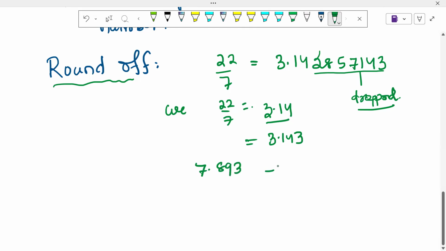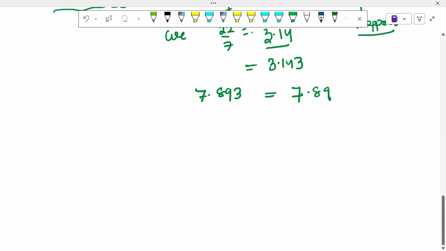7.893. Sometimes you can say a two-digit number, 7.89. The numbers are three significant figures also. So when we consider the digits we have left, they produce the error. Some errors will be produced here.